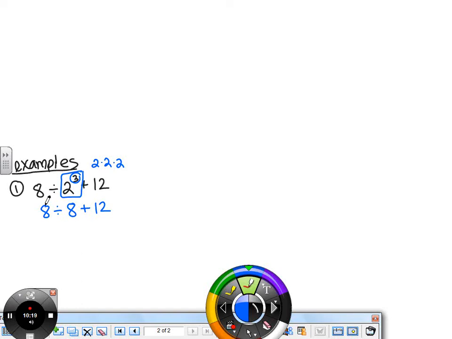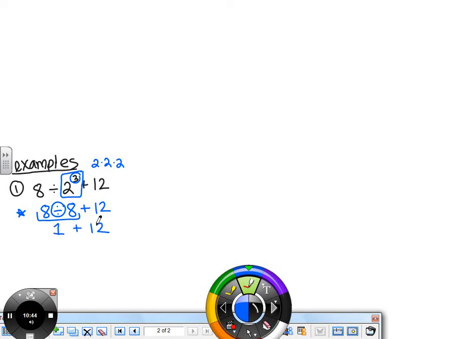The next thing that comes after E in the GEMS is M, which stands for multiplication or division from left to right. So starting on the left side of my problem over here, I'm going to look across until I come across multiplication or division. So right away, the first thing I see is a division sign, so I'm going to calculate that division problem. So 8 divided by 8 would be 1. Everything else gets copied the same.